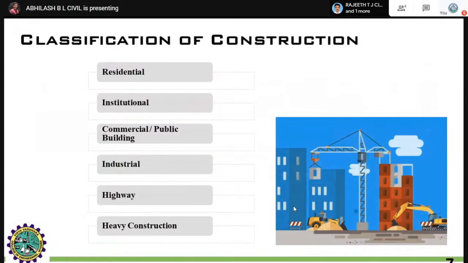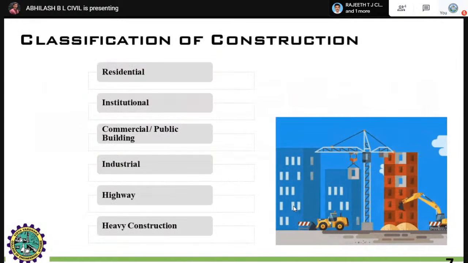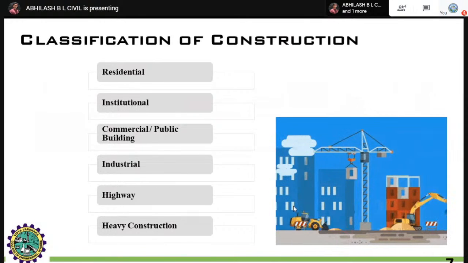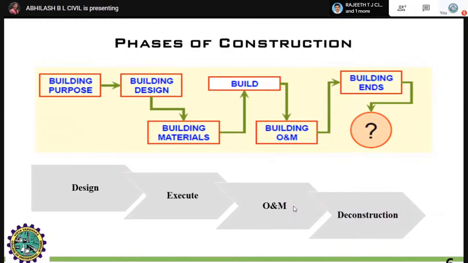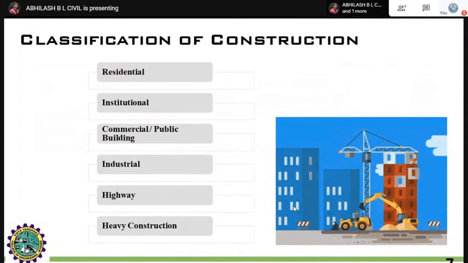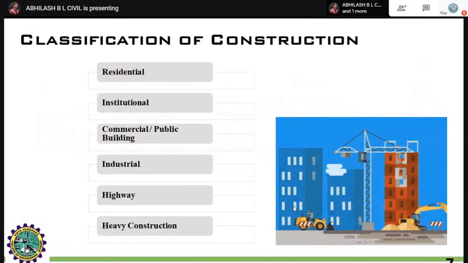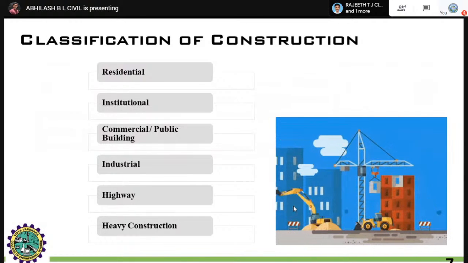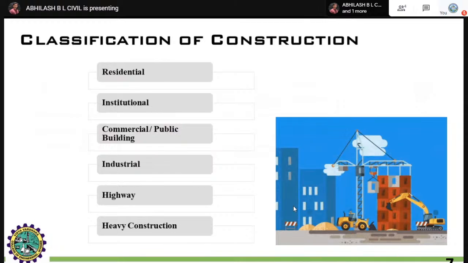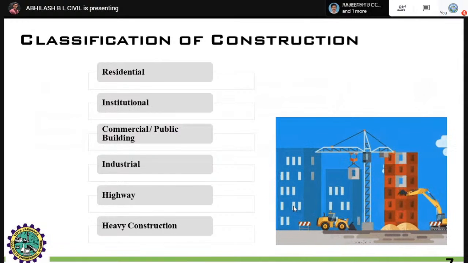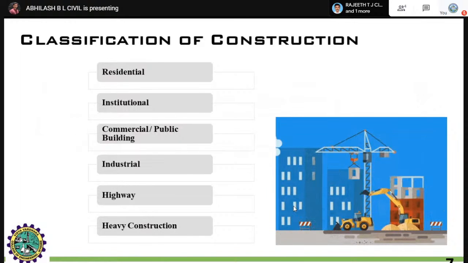That is, as I told, these are some of the classification of construction based on the different building purpose. As I told you in the previous slides, that is building purpose. These are some of the different building purposes you are going to construct in your particular society. Classification of constructions are residential, institutional, commercial, public buildings and industrial sectors, highways, heavy construction. Other sectors are there which I have not mentioned in this particular graph.